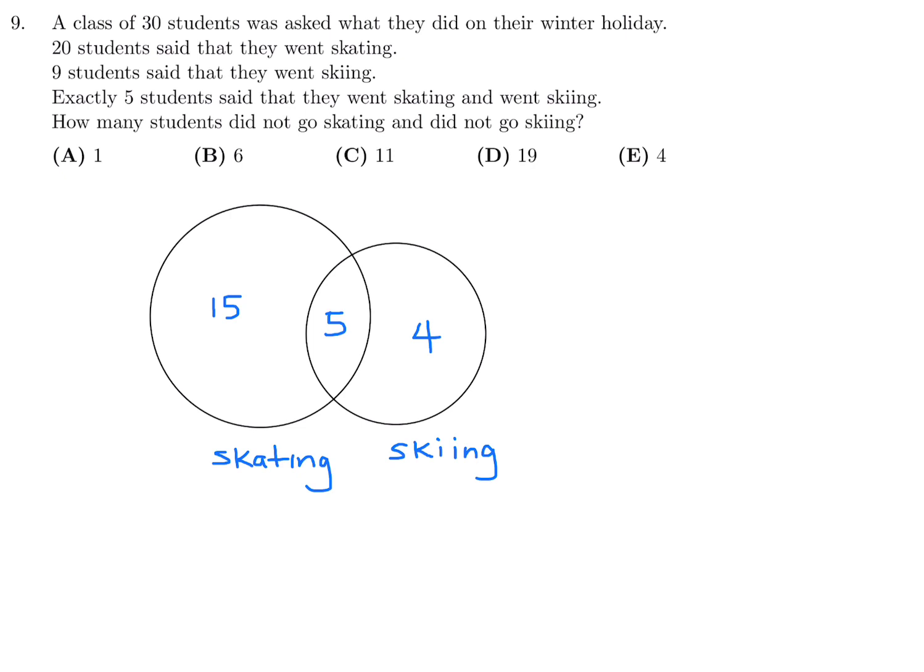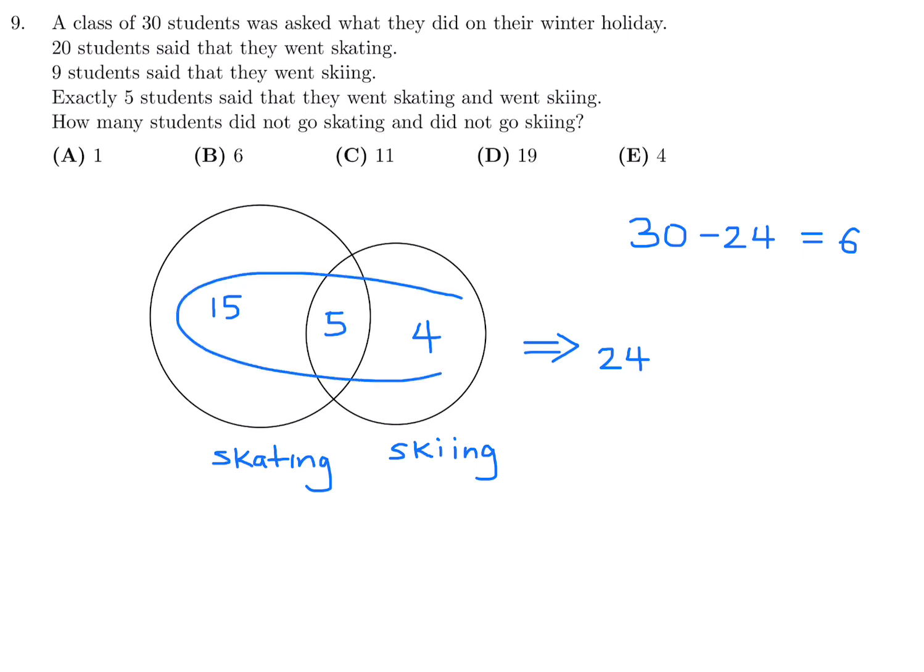So how many students do we have total here? Well, we've got 5 plus 15 plus 4, so that is 24 students that went either skating or skiing or a combination of both. But there are 30 students altogether. So 30 minus 24, which is 6, are the students that did not go skiing and did not go skating and therefore were not represented in that diagram. So number 9, the answer is 6, which is choice B.